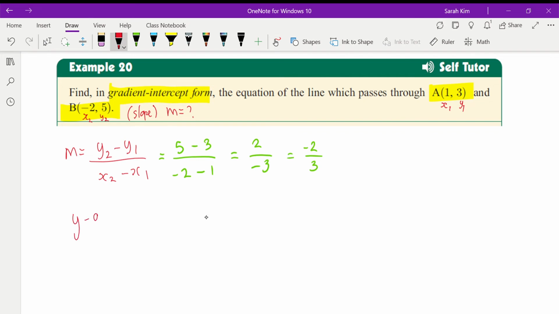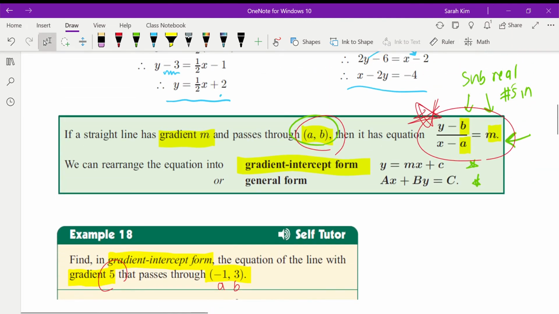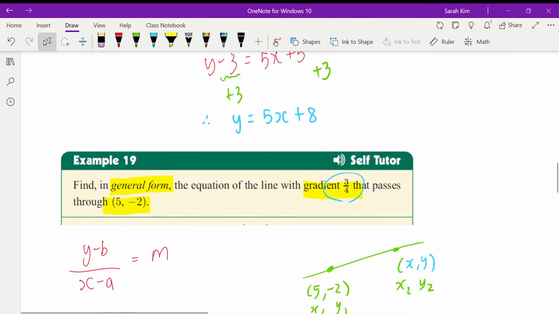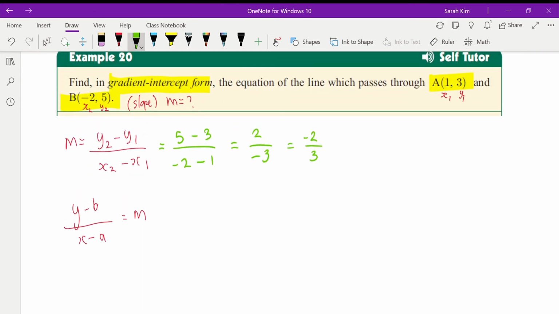y take b, x take a equals m. Let me just double check that equation, I can't even remember it. Here we go, y take b divided by x take a is m. So always just double check it. Right, so what we're going to do now is sub those in. So remember, y and x stay the same. What we do want to sub in is the b and the a.